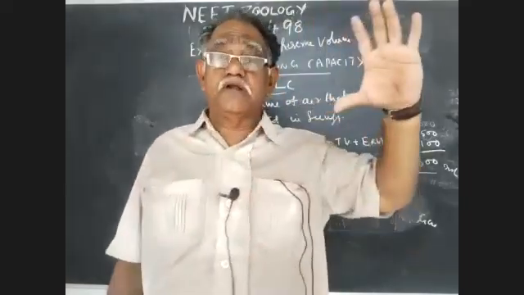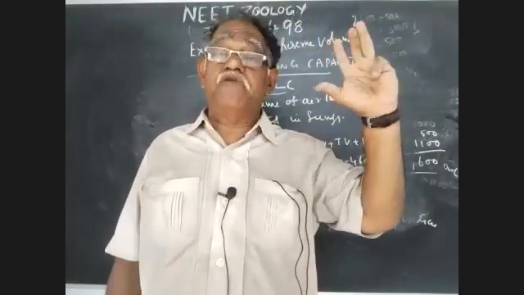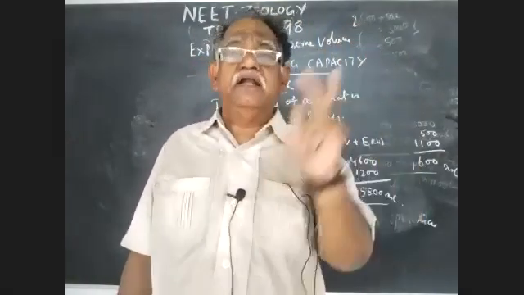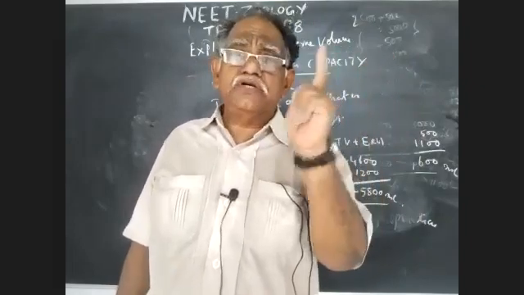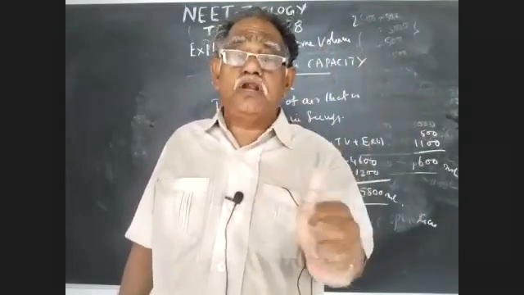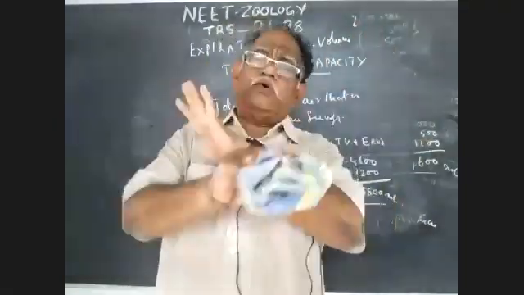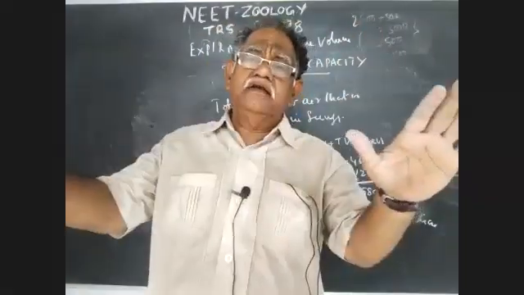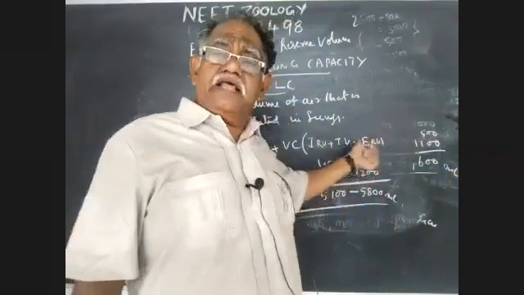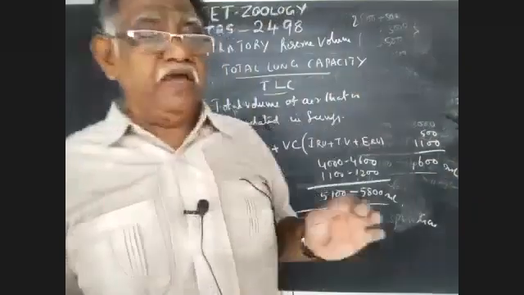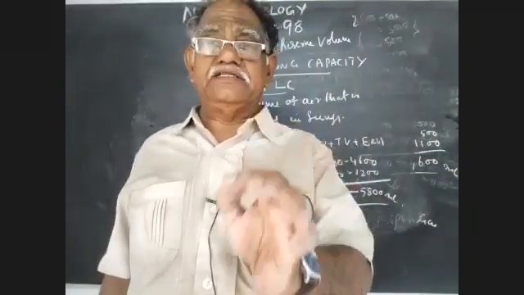First, you have to remember the four values. Tidal volume 500, inspiratory reserve volume 2500 to 3000, expiratory reserve volume 1000 to 1100, and residual volume 1100 to 1200. If you remember these four figures, you can answer any question regarding the respiratory volumes and respiratory capacity. This part is over. Next, we start exchange of gases.